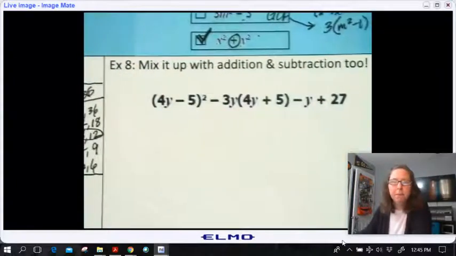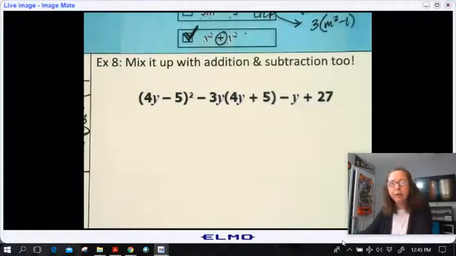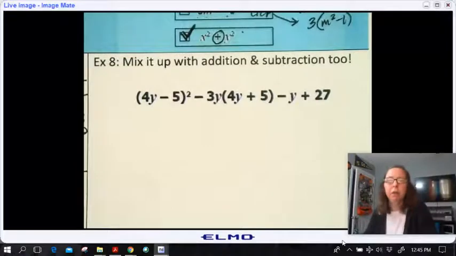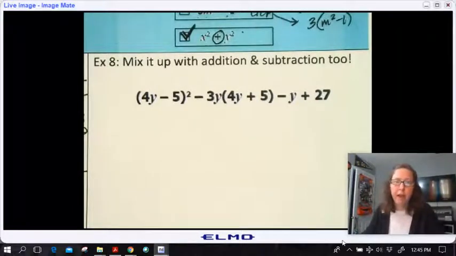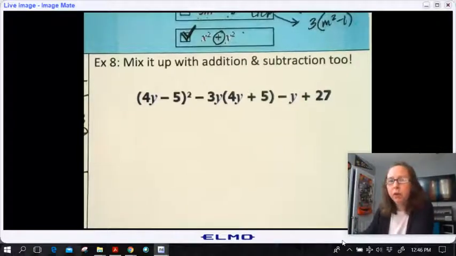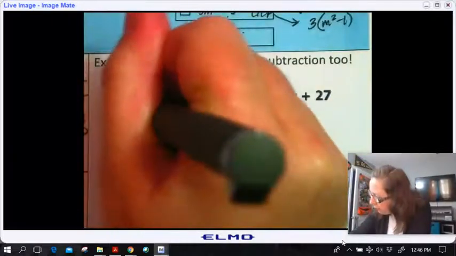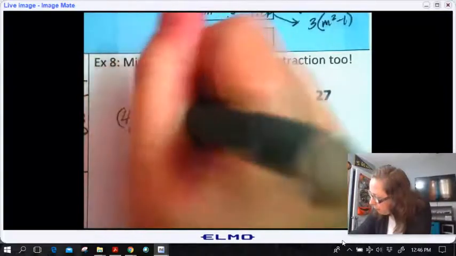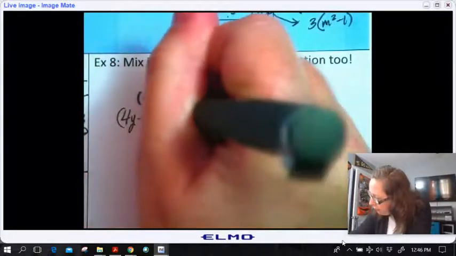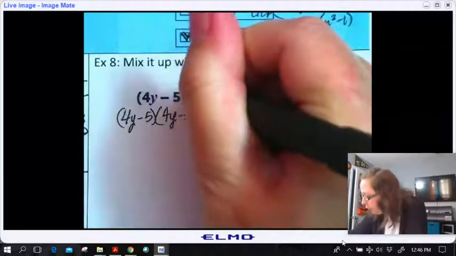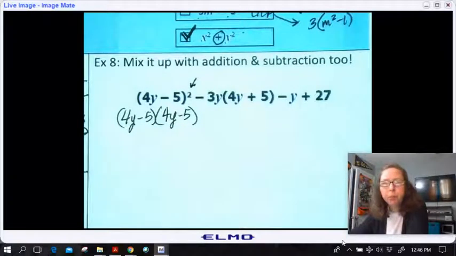This is probably about as hard as it gets, guys. We are going to combine everything that we learned from Unit 5, Lesson 1 with what we've learned today. Okay? So the first thing that we need to go ahead and do is multiply everything out. So 4y minus 5, 4y minus 5. I'm doing that because of this square. Okay?